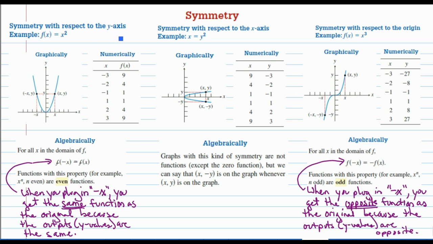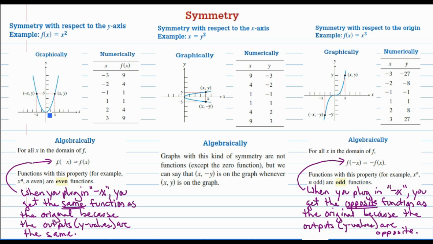So symmetry with respect to the y-axis, the most basic example of that would be your plain old simple parabola x squared. The reason it has symmetry with the y-axis is because the parabola has the same thing going on to the right of the y-axis as it does to the left. So that graphically, that's what's happening.